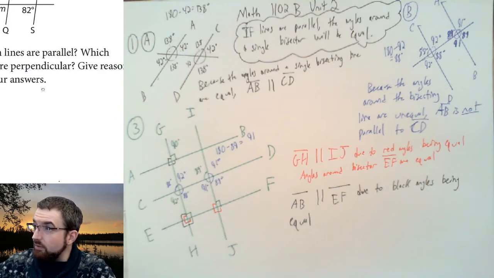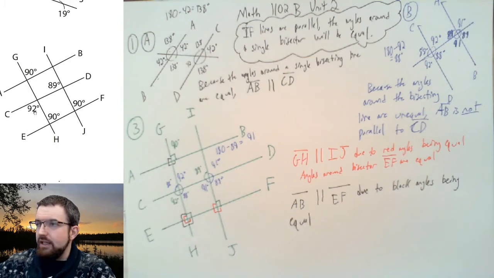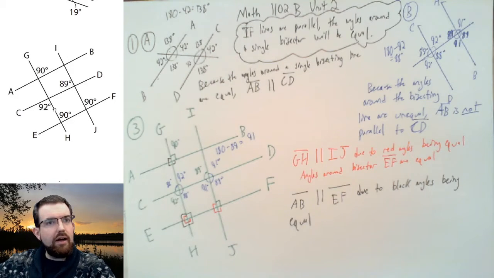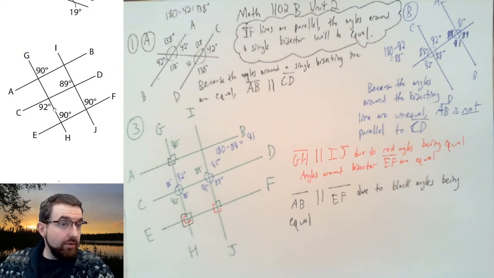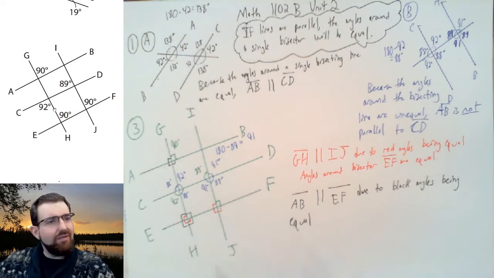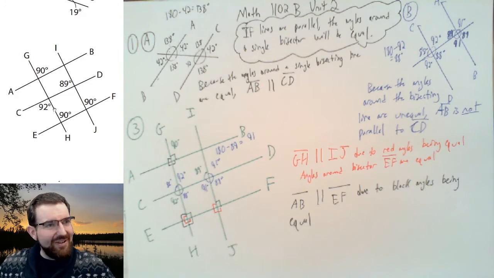Which lines are parallel? Which lines are perpendicular? Give reasons for your answers. Yeah, I think the answer here, unfortunately, is going to be that line CD is actually not quite a straight line. It's possible that if CD, but as soon as we start saying that these lines are not quite straight, then the whole way that we solve these questions just goes out the window.